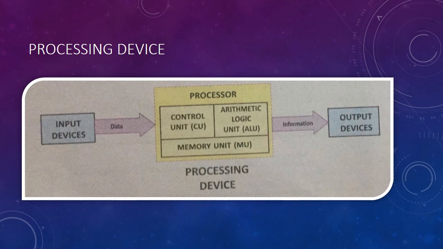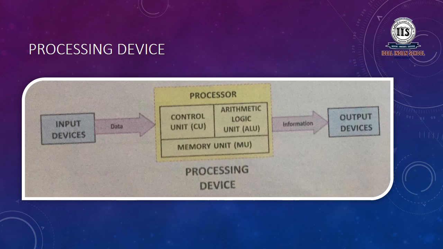Okay, there are different components of CPU. Three components. First one, arithmetic logic unit. It performs basic calculations such as addition, subtraction, multiplication and division. Comparison operations like greater than, equal to, less than, etc. are also performed by the ALU. Logical operations also, such as and, or, not.